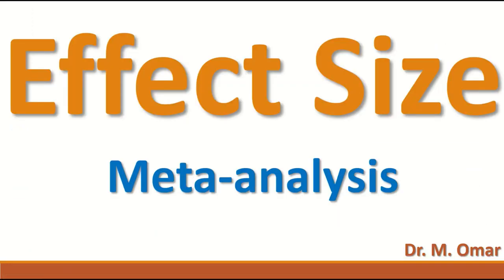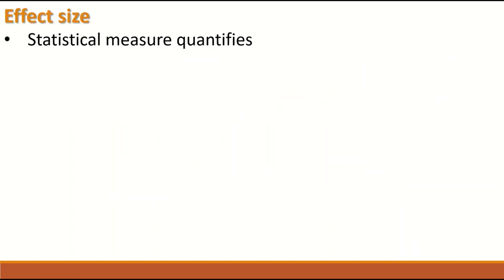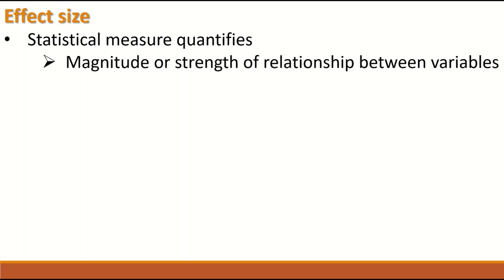Effect size when doing meta-analysis. So what is the effect size? We hear about this term repeatedly in the literature and in research studies. Effect size is a statistical measure that quantifies the magnitude or the strength of a relationship between two variables. One of these variables is the experimental variable and the other is the group variable, or one of them is the exposure and the other is the outcome.